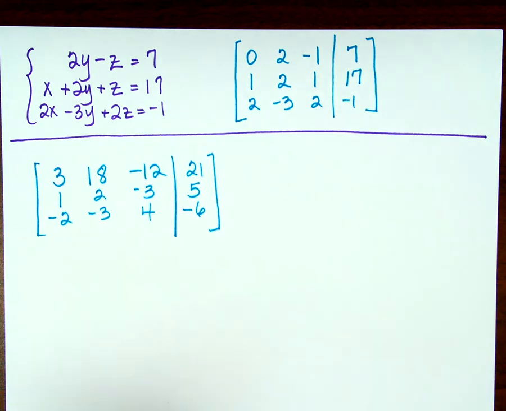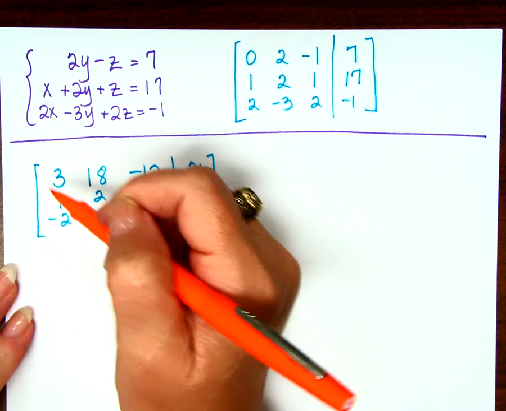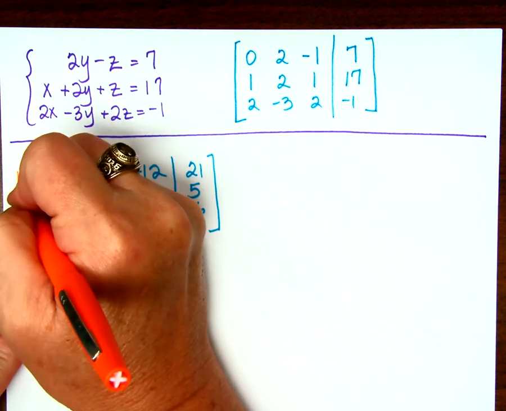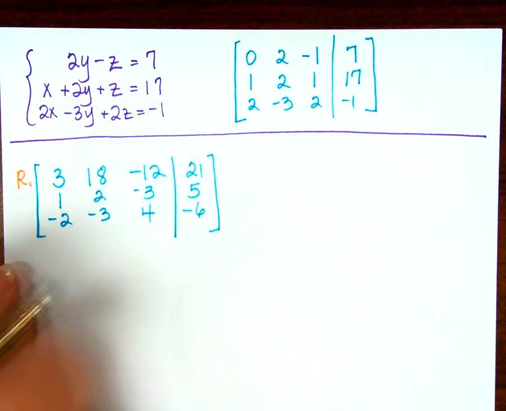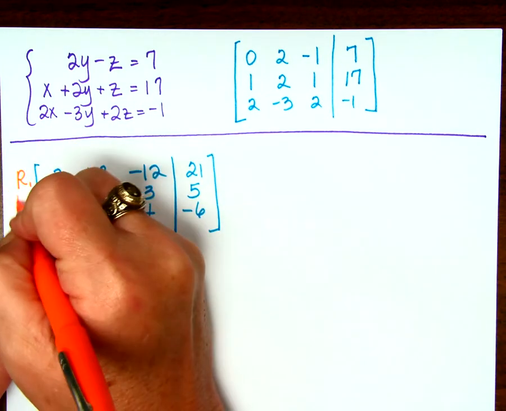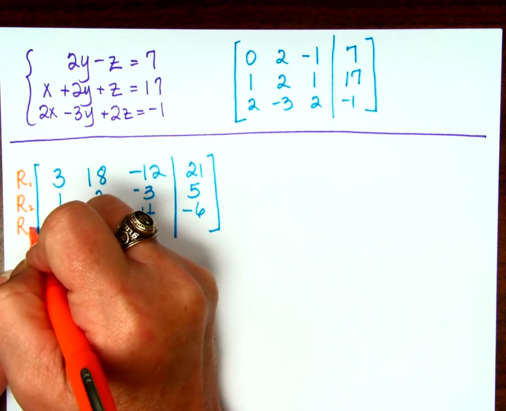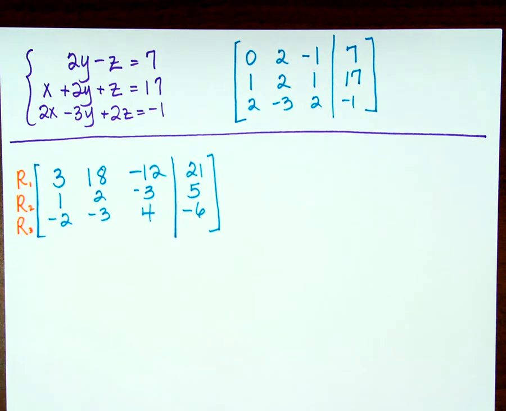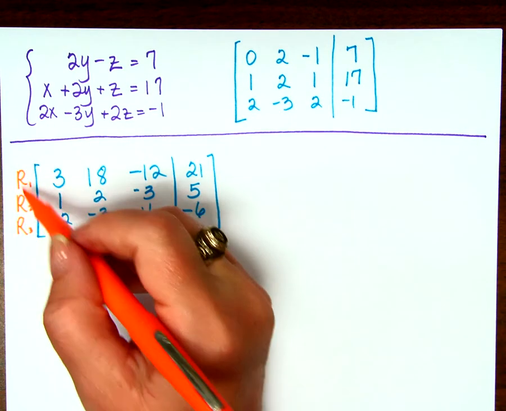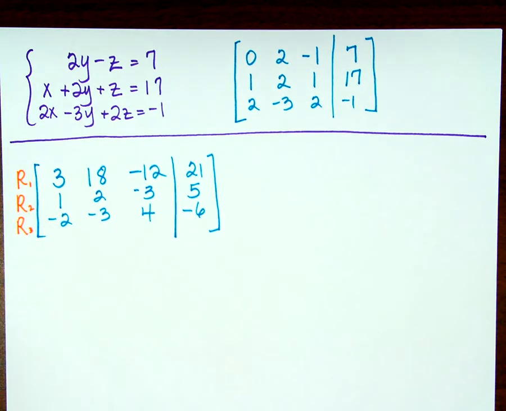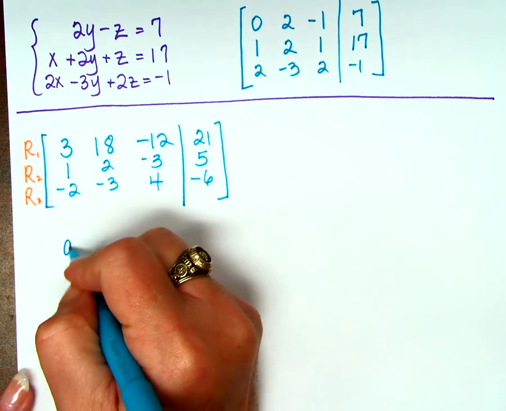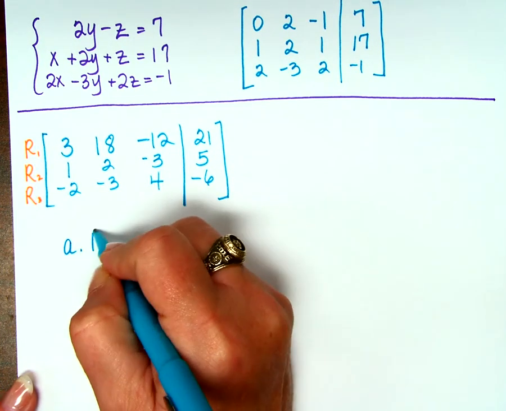Okay, just to make sure you understand the vocabulary of this stuff, we need to be able to call this R sub 1 and R sub 2 and R sub 3. Guess what R stands for? Row. Row 1, row 2, row 3. Okay? So one thing it might ask you to do, it might say, do this.